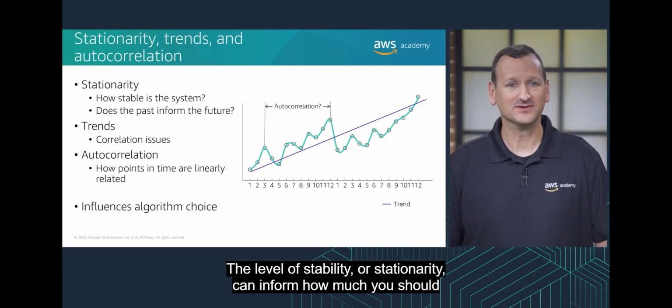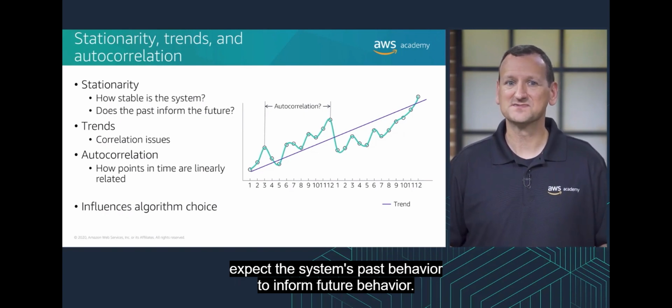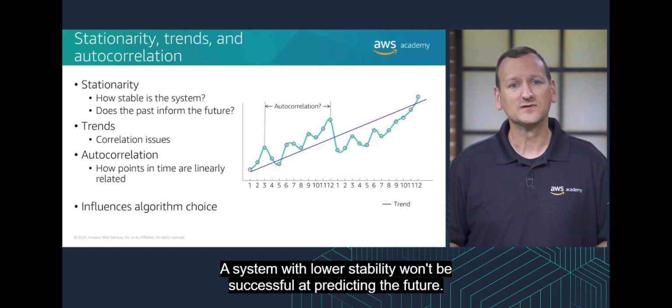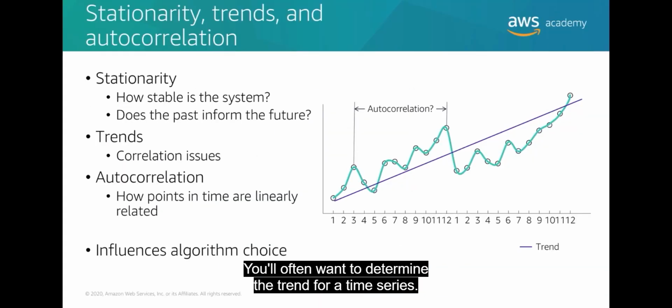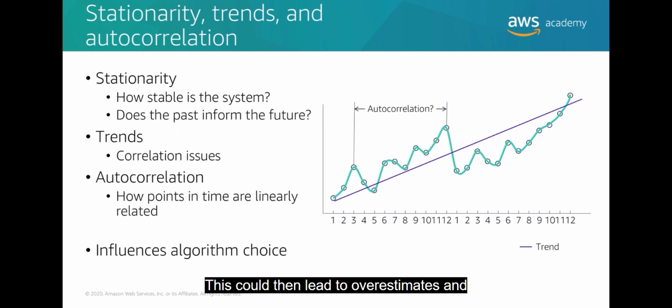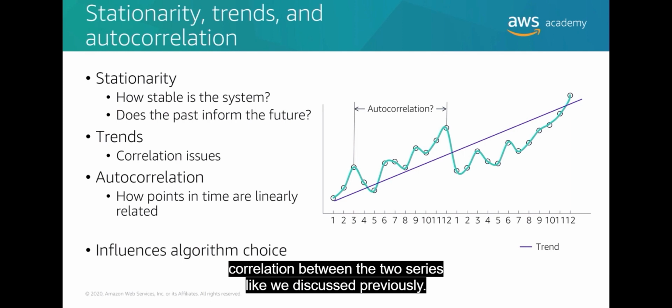The level of stability, or stationarity, can inform how much you should expect the system's past behavior to inform future behavior. A system with low stability won't be successful at predicting the future. You'll often want to determine the trend for a time series. But if you adjust the series for the trend, it can be difficult to compare it with another series that was also adjusted for the trend. This is because the trends might dominate the values in the series. This could then lead to overestimates in correlation between the two series, like we discussed previously.